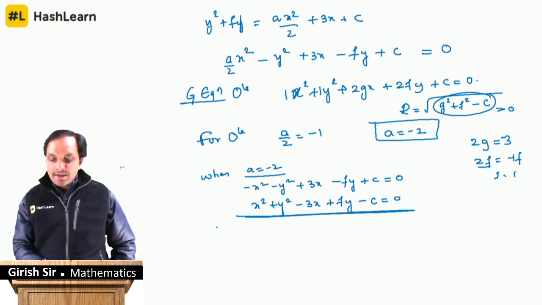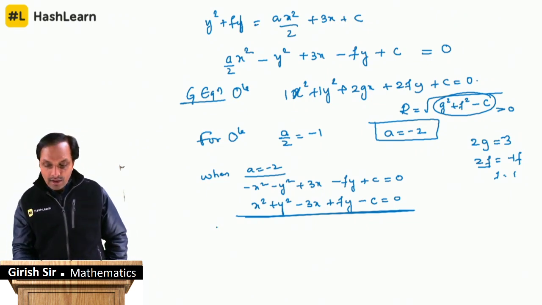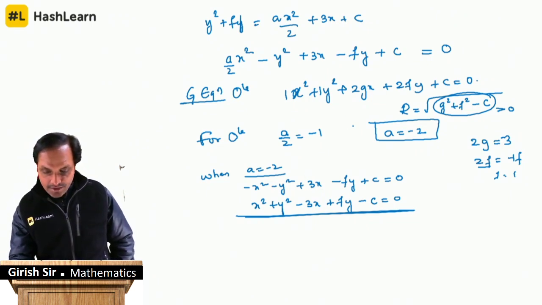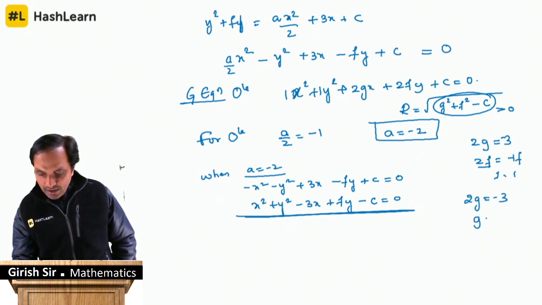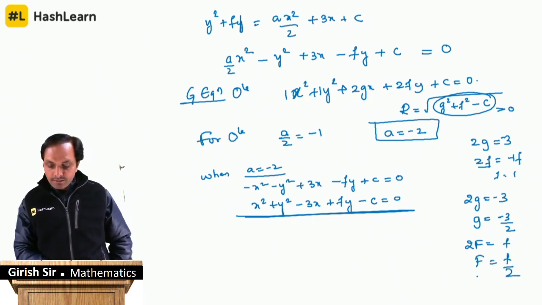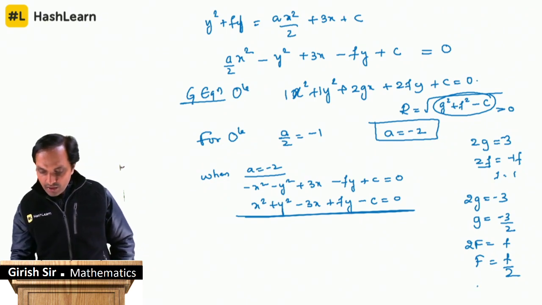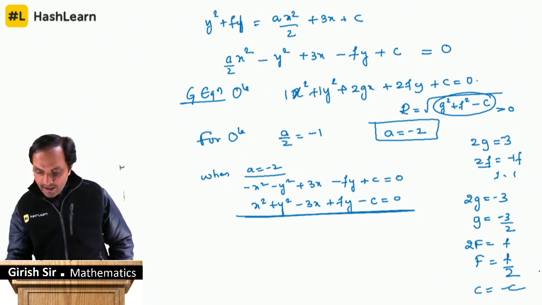So this is your standard equation of a circle. So now you compare with this. In place of 2g you have minus 3. So what happens to g? G will be minus 3/2. Okay, in place of 2f you have only f. So f will be f/2 and your constant c is minus c.